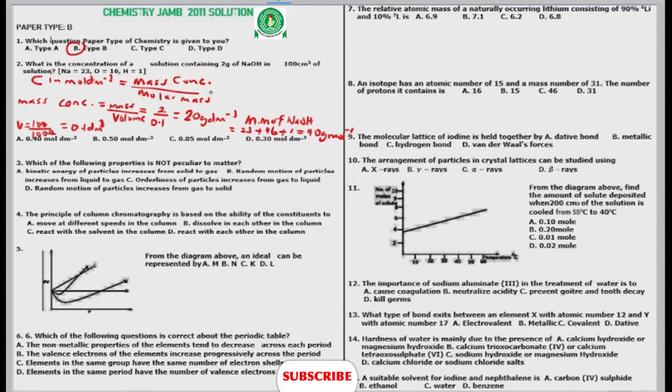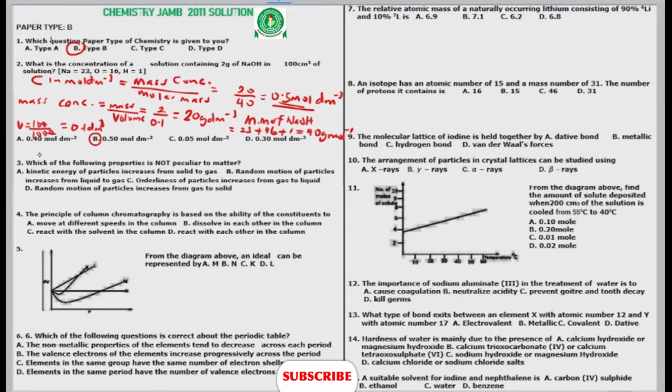So we go back to the initial formula, which is mass concentration over molar mass, which is 20 grams over 40. How many 40 grams in 20 grams? It will be 0.5. The unit of molar concentration is mole per dm cube. So the final answer here is 0.5 mole per dm cube, which is option B. So that's option B for us.